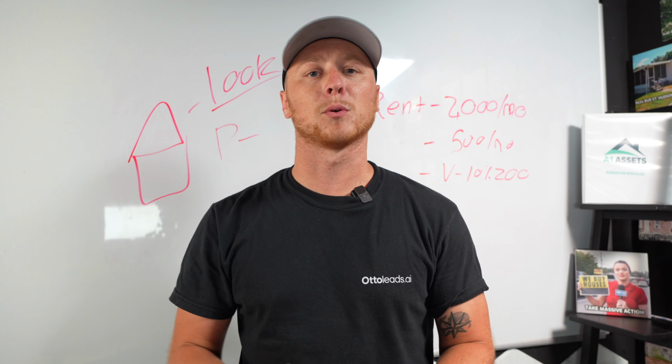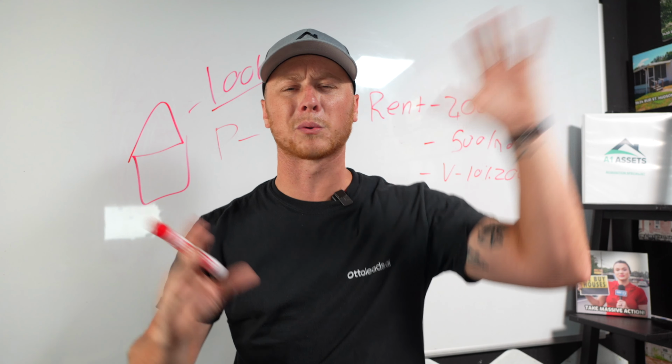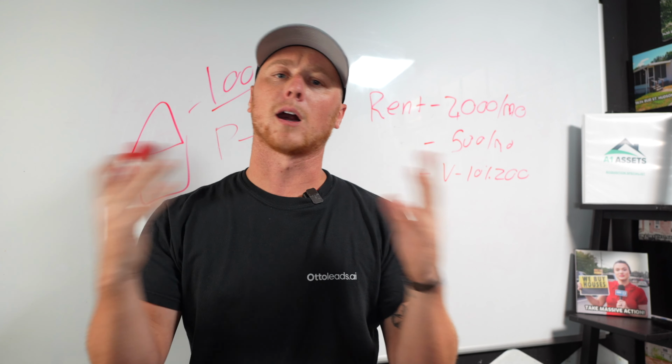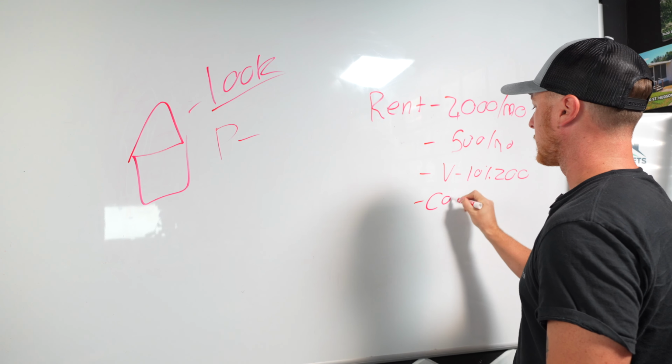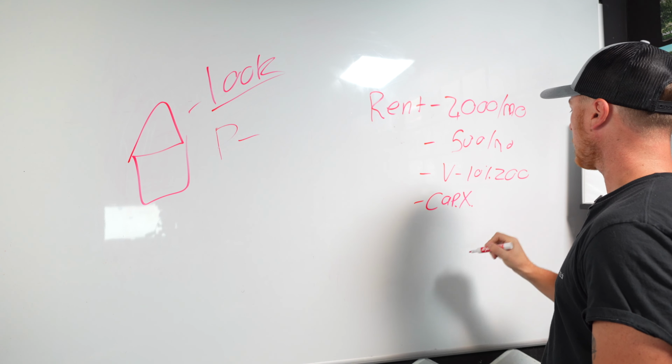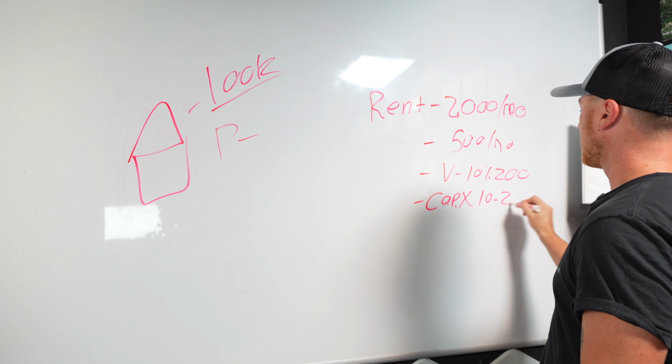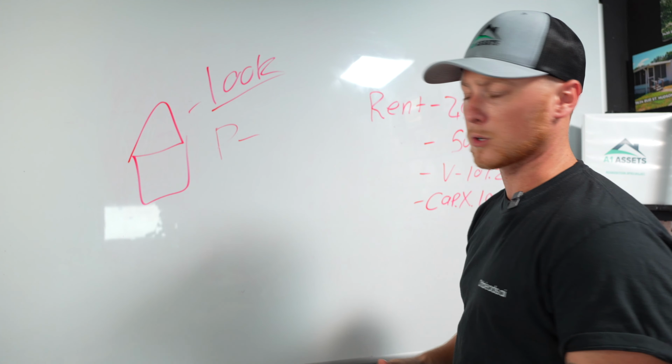But to keep things simple, let's say this house is in good shape, newer roof, newer HVAC system. I'll just factor in 10% for those capital expenditures. So let's go CapEx at 10%, which would be another $200 coming out of the equation.